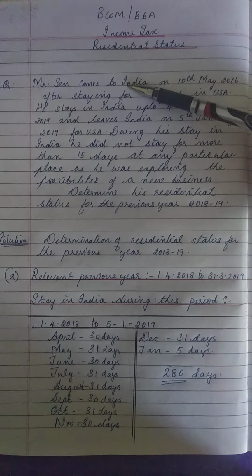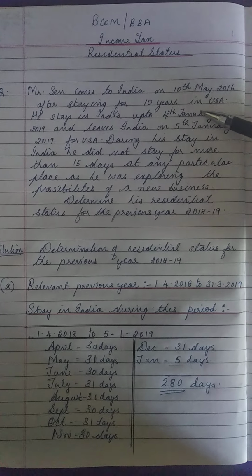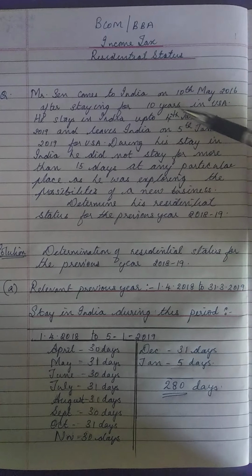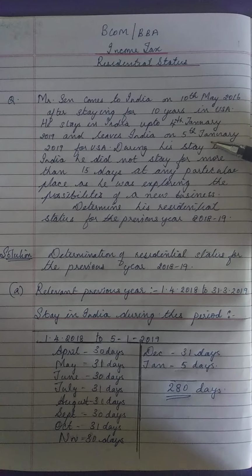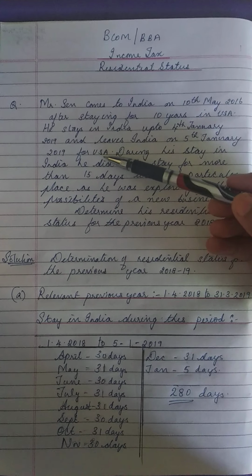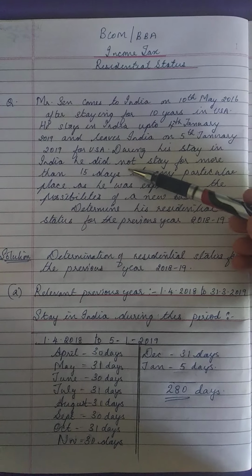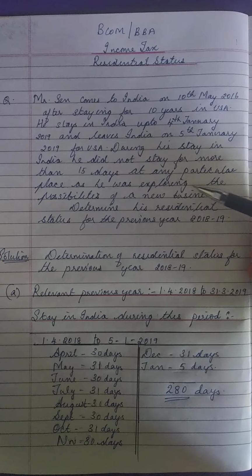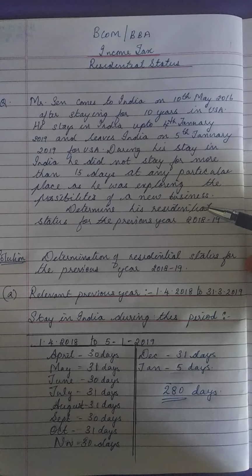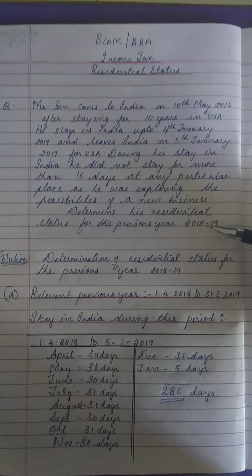Now here, Mr. Sen comes to India on 10th May 2016, after staying for 10 years in USA. He stays in India up to 4th January 2019 and leaves India on 5th January 2019 for USA. Now, during his stay in India, he did not stay for more than 15 days at any particular place as he was exploring the possibilities of a new business. Now, determine his residential status for the previous year. This is what they given us.